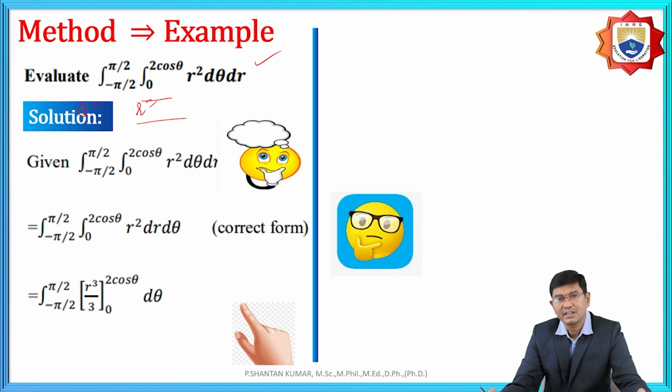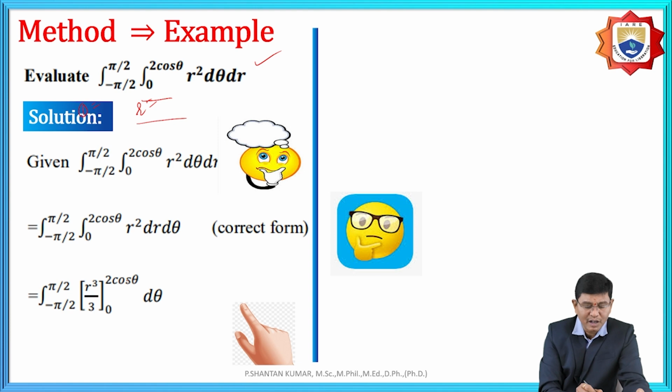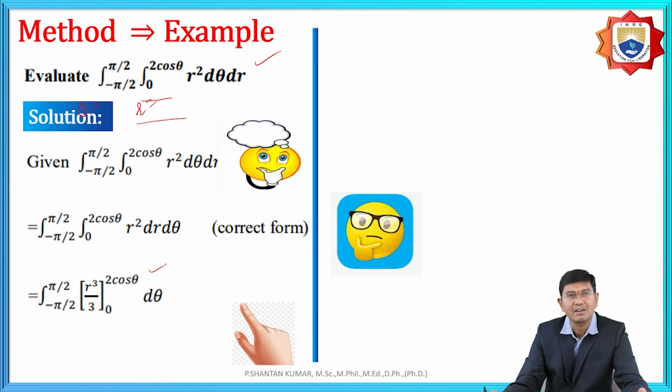The limits are 0 to π/2 for cos θ dθ. Again, here in place of r, we need to replace it with the upper limit, that is 2 cos θ, and the lower limit is 0. Replacing the lower limit gives the value 0, and replacing the upper limit gives (2 cos θ) whole cube by 3.